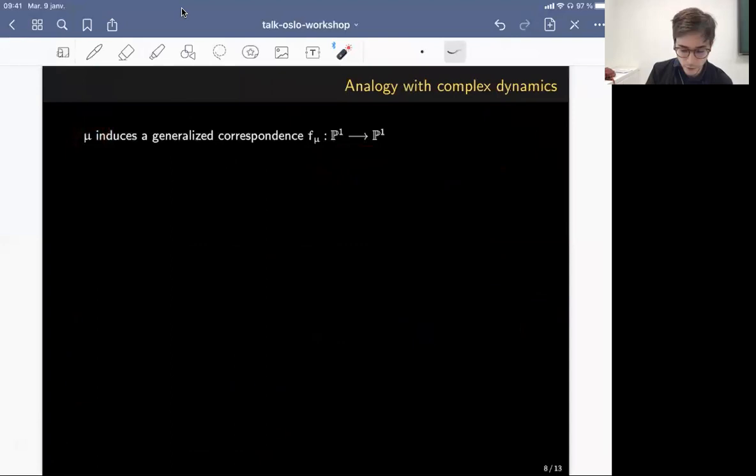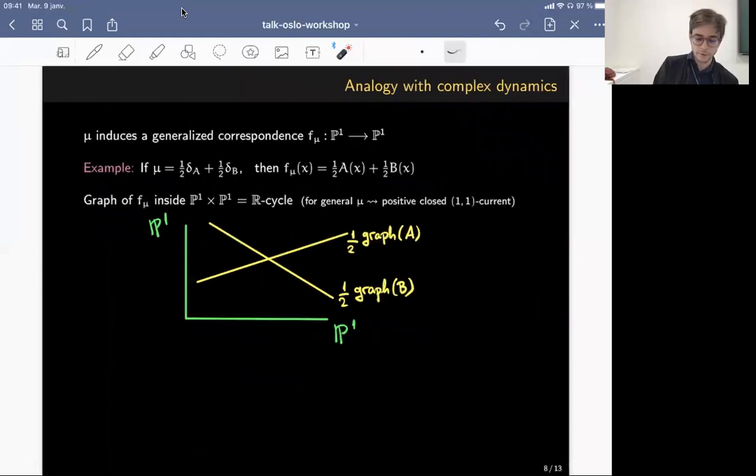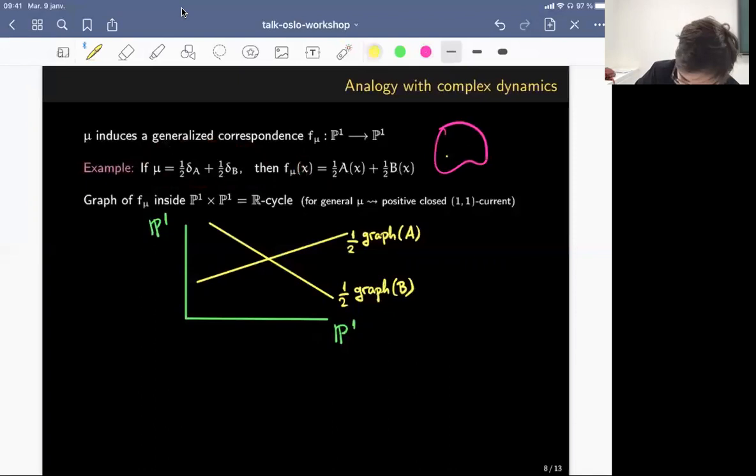How is this done? Take this very simple example that I gave you before of two Dirac masses, one at A, one at B. Then the image of a point under this correspondence is just the formal sum of the images of A and B. So if you have one point X, the image is just two points, 1/2 A of X and 1/2 B of X, okay? It's not a true correspondence because we have these multiplicities, but this can be arranged.